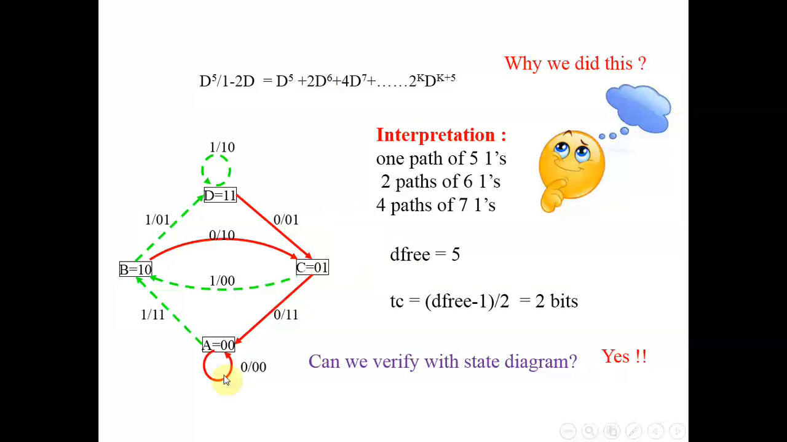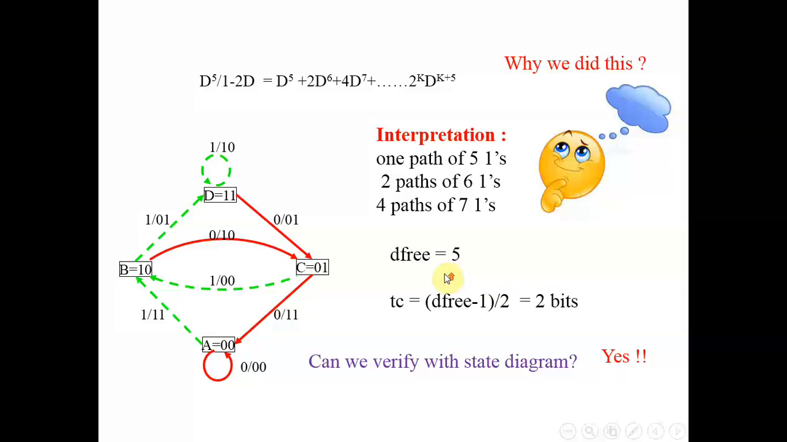How did we do that? We just calculated all the paths moving away from state A and coming back to state A, and the path which will give you the minimum number of ones, the count of ones in this path is your D free. So I got one path of 5 ones, so my D free is 5. You don't want the number of paths, you want the number of ones of the shortest path. So your D free is 5.